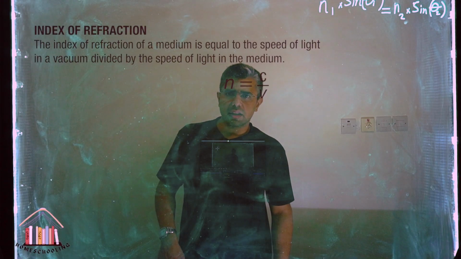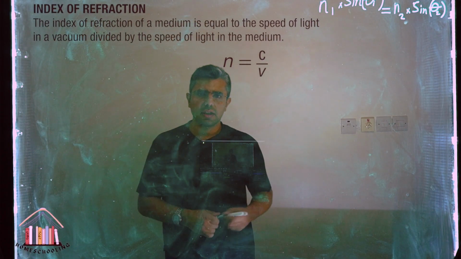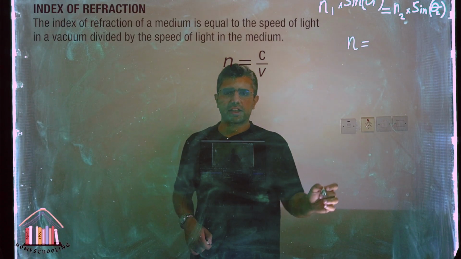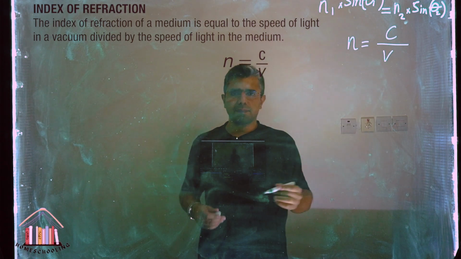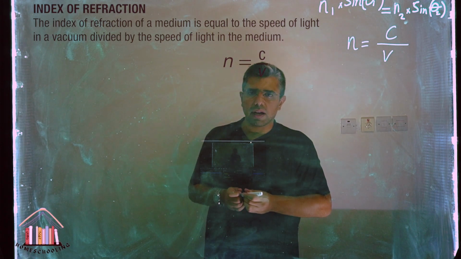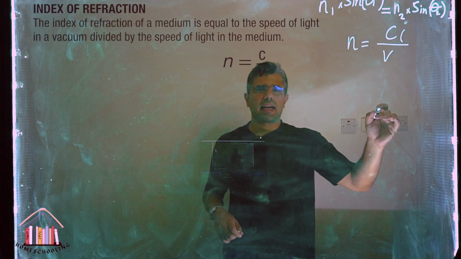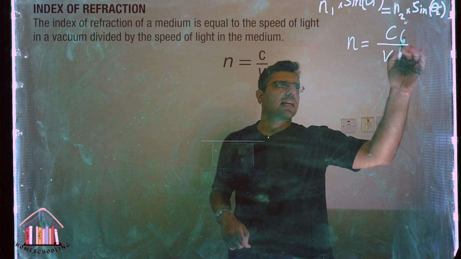Another equation in this chapter is the index of refraction, which is n. The index of refraction is equal to c over v. What do we mean by c? c represents the speed of light in a vacuum. So c again represents the speed of light in a vacuum.